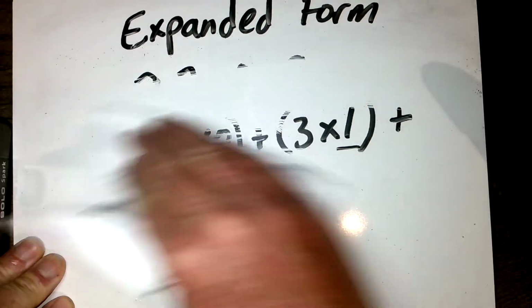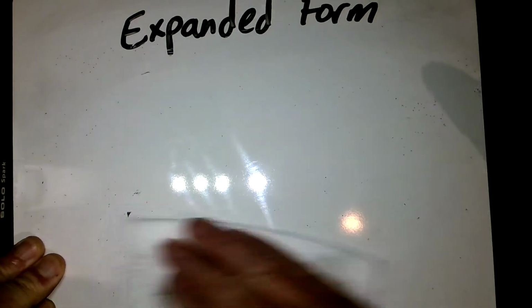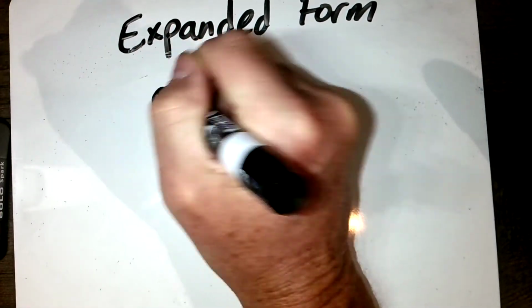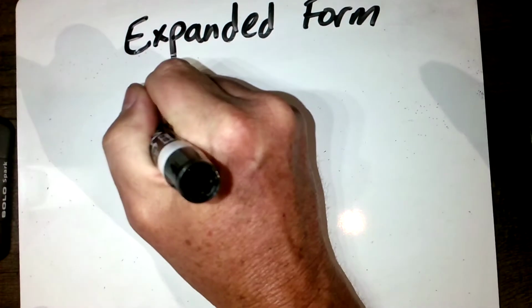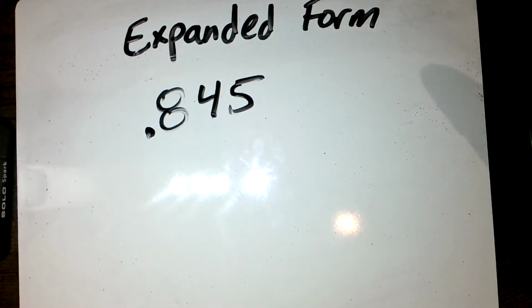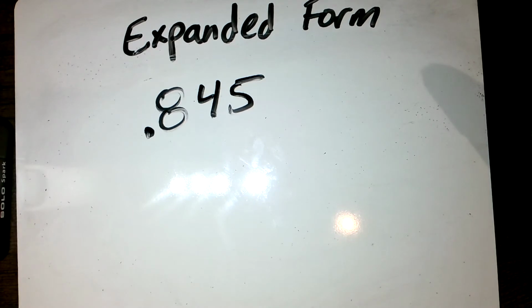Okay, how you feeling with this? Getting it? You're probably pretty close to feeling confident if you aren't already. This time I won't put a whole number there. I'll just do 0.845. Think of how that's pronounced. Go ahead and do the expanded form.